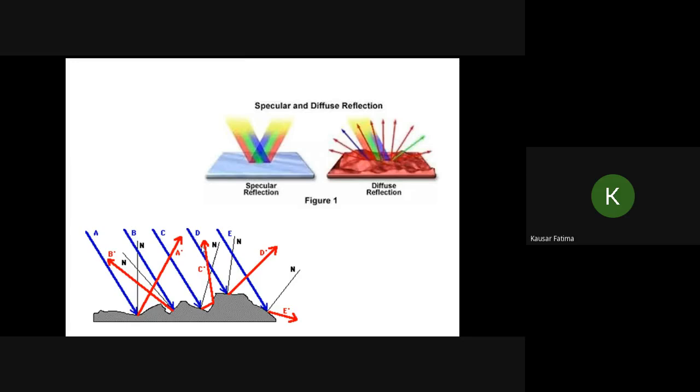Let's see ray D. For D, this is the normal, so the ray goes this way. For E, this is the normal and the ray goes this way. So that is why, since the normals are not parallel, the reflected rays are also not parallel to each other.